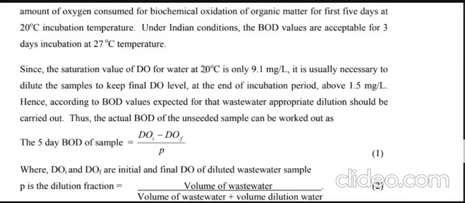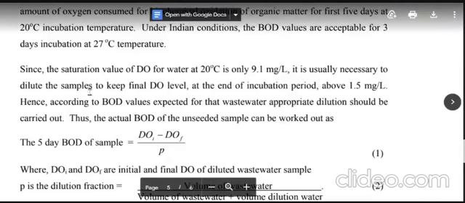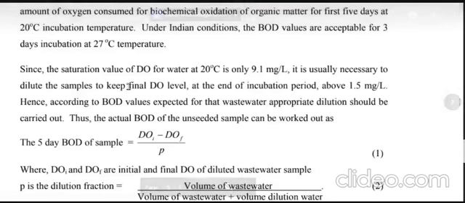Fine. So here it is usually necessary to dilute the sample to keep the final DO level such that the oxygen is not totally consumed. If there is total consumption, then what happens? A reverse reaction takes place. Rather than aerobic, an anaerobic reaction takes place, with formation of CO2 and methane, and you will not get how much oxygen is consumed by the bacteria, and you will not get a correct value of the organic matter present in it.